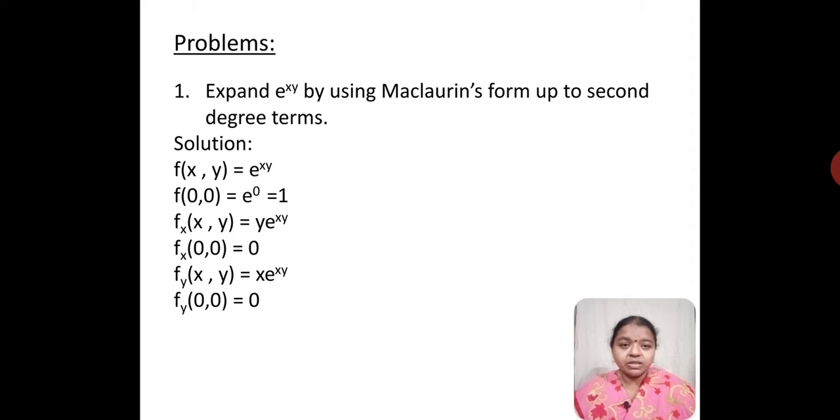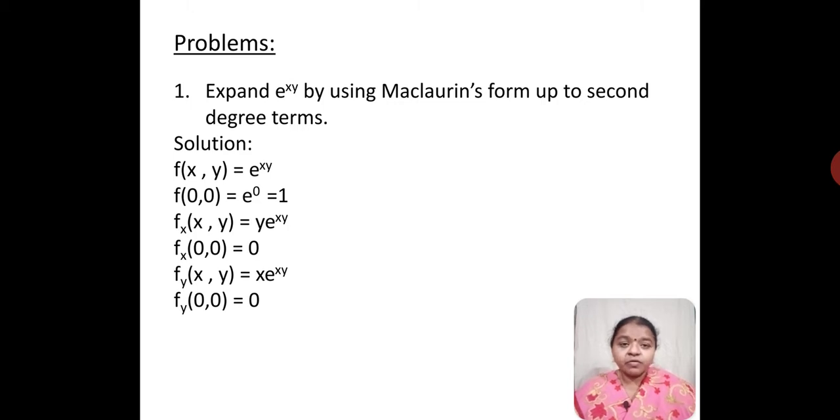Next step is fx(x,y), which is the partial differential with respect to x, that is ∂f/∂x. Here we have e raised to xy. Since we are partially differentiating with respect to x, y remains a constant. We know the differential of e raised to ax is a times e raised to ax. Similarly, differentiating partially with respect to x, we get e raised to xy into the constant term y, so y comes down. So it is y e^(xy).